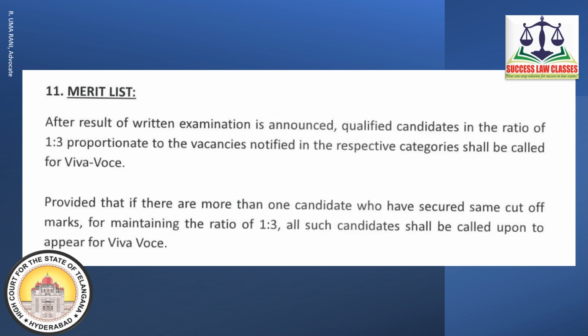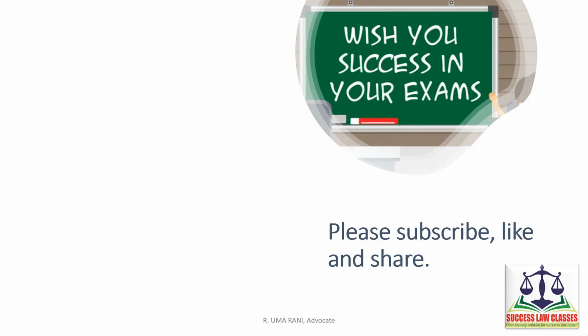Coming to the preparation of the merit list, after the results, qualified candidates in the ratio of 1 is to 3 proportionate to the vacancies notified in the respective categories shall be called for the viva examination. Provided that if there is more than one candidate who has secured the same cutoff marks, for maintaining the ratio of 1 is to 3, all such candidates shall be called upon to appear for the viva voce. That covers the preparation of the merit list and the JCJ syllabus.